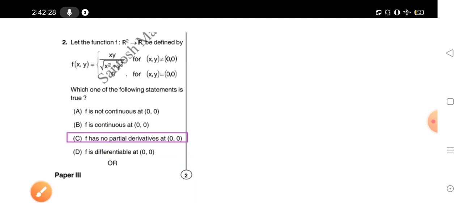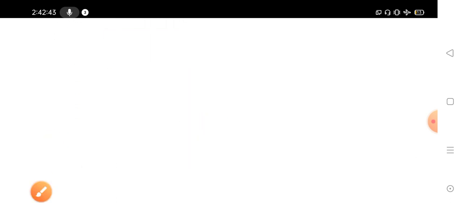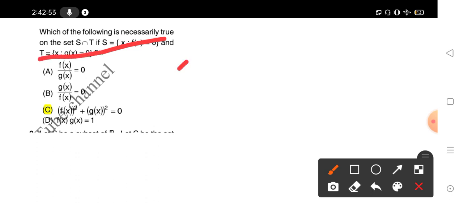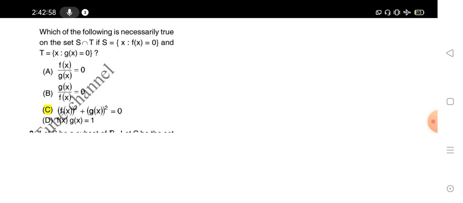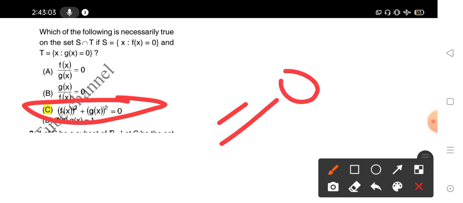Next question. Let the function f from R2 to R be defined by f of xy is equal to xy upon root x square plus y square if non-zero, 0 if 0 0. Which of the following statements is true? Answer is f has no partial derivative at 0 0. Next question. Which of the following is necessarily true on the set S intersection T? Here option C is correct. F of x square plus g of x square equal to 0.